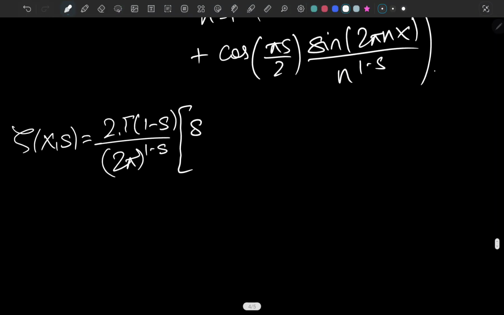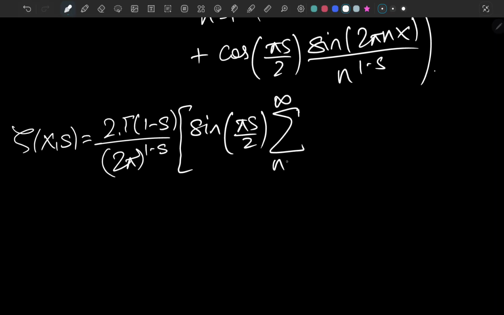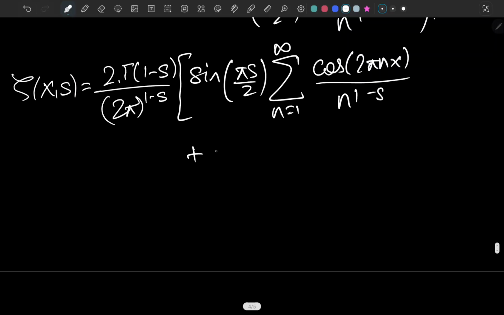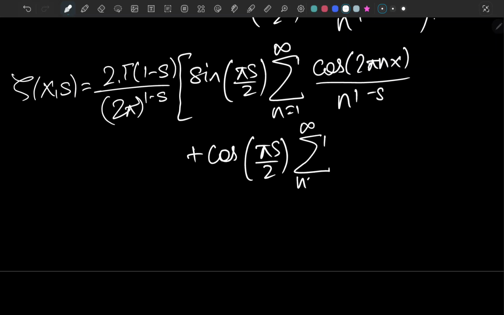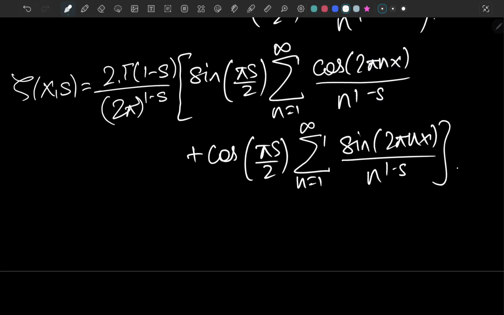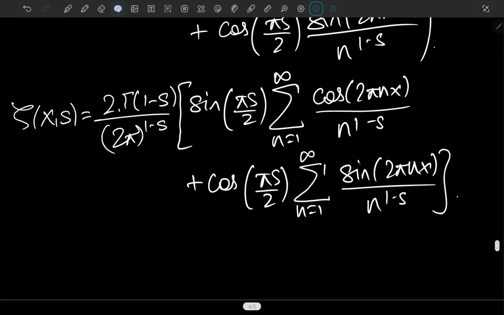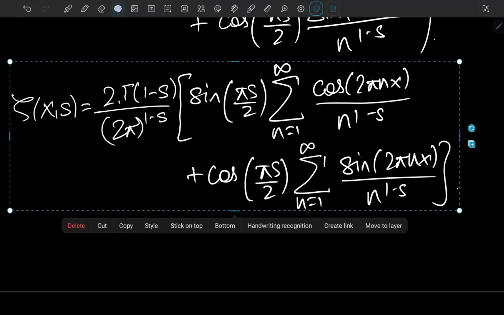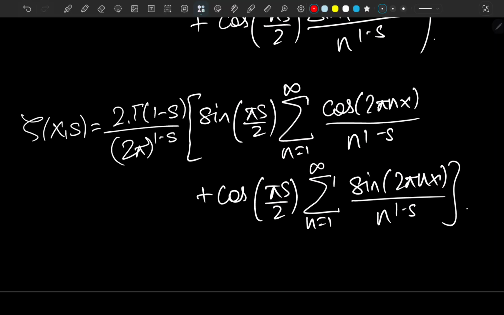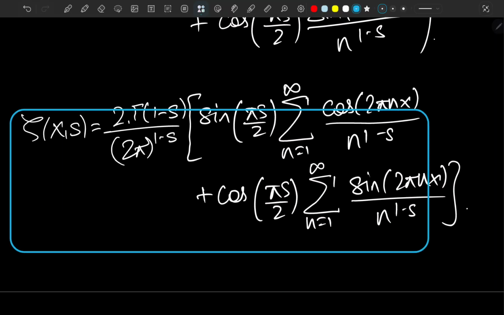So we can write this as sine pi s over 2, since it's not depending on n, and it's cosine of 2 pi nx over n to the 1 minus s, and then plus cosine of pi s over 2 times this sum as n goes from 1 to infinity of sine of 2 pi nx over n to the 1 minus s. And this is your final result for the functional equation of the Hurwitz zeta function.